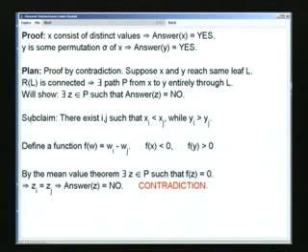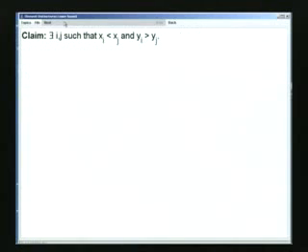So all that remains now is to prove this subclaim. So let us prove that. The claim is that there exist i and j such that xi is less than xj and yi is greater than yj. I am going to do this with an example to help you understand what's going on.